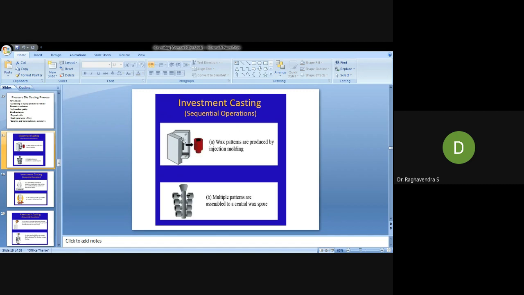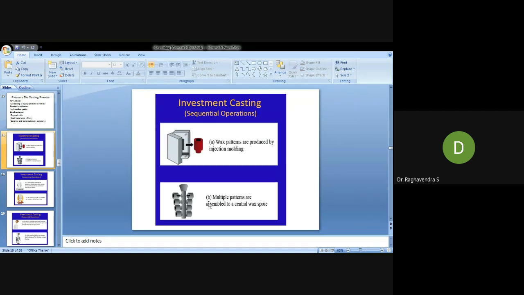If you want to make the next component, you cannot reuse this because the wax will not be there. It will convert into gas and go. This is called investment because you are investing wax here. Usually they keep a wood pattern or metal pattern in the sand, then remove it and pour. But here they keep the wax pattern and press it. Again, it will not be there for next usage. Only for single use do you make this wax pattern.